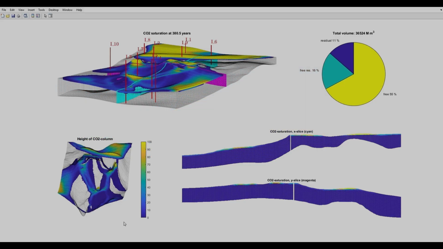So by comparing the plots, like the initial pressure field versus the final pressure field after 500 years, you get a dramatic visual story. You see where the pressure plumes developed, how far the CO2 migrated, where it stabilized, and hopefully where large amounts have become residually trapped in those blue zones.